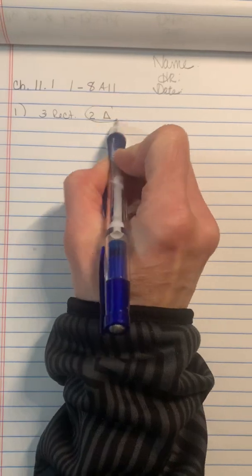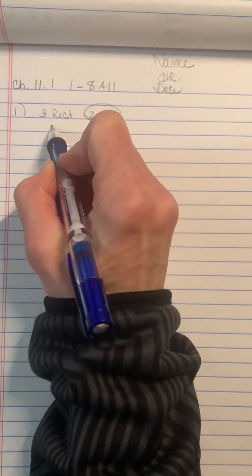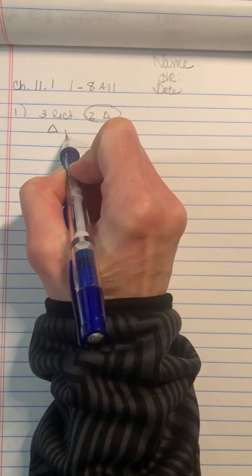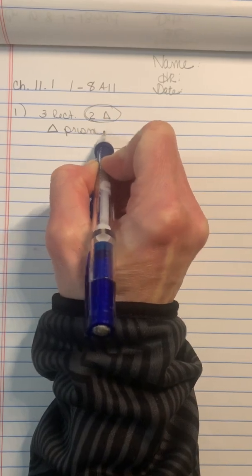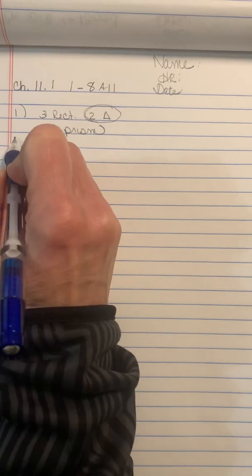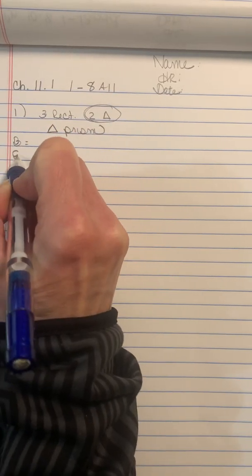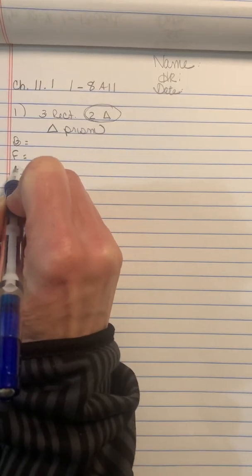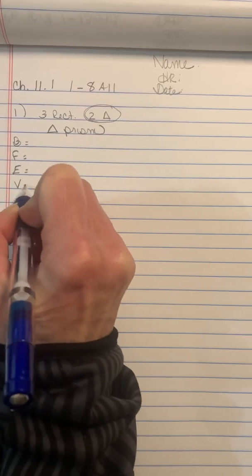And remember, in order for it to be a prism, you have to have 2 of something. 2 of something are triangles, which makes this a triangular prism. And then you're going to go ahead and name the bases, the faces, the edges, and the vertices.